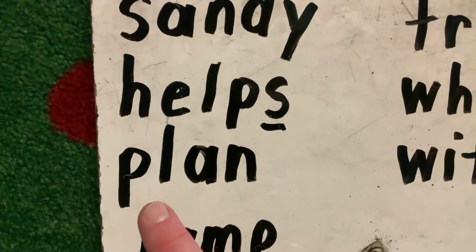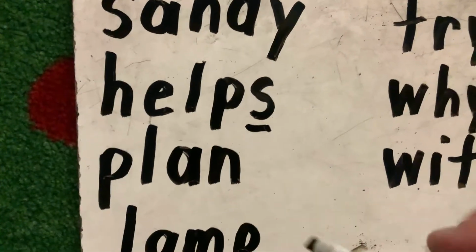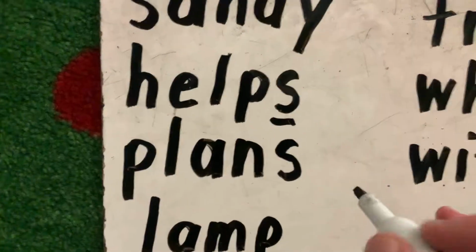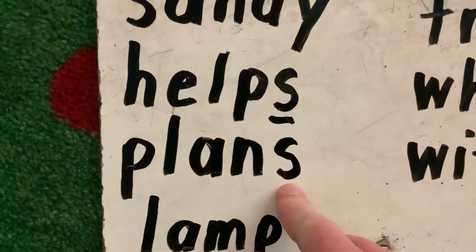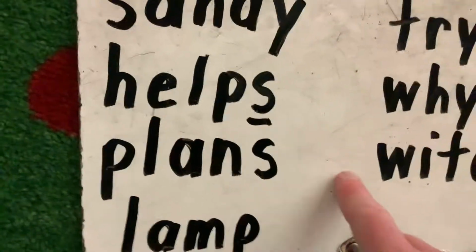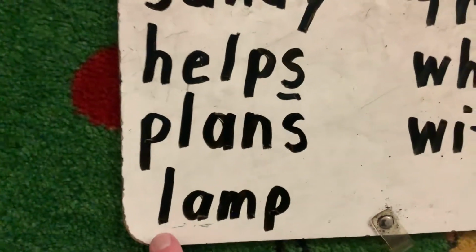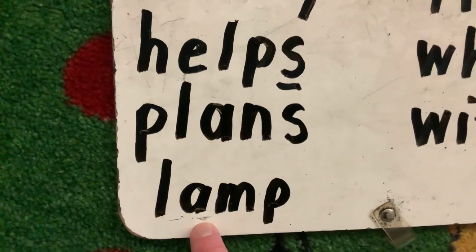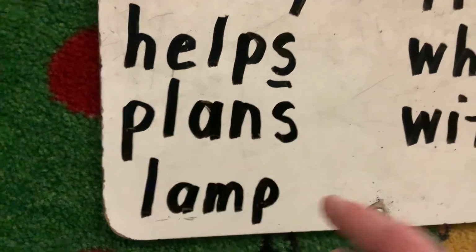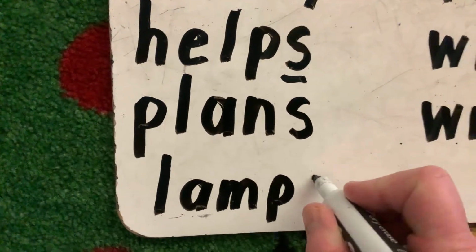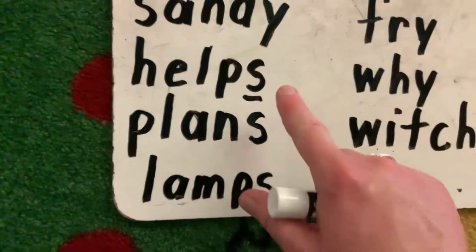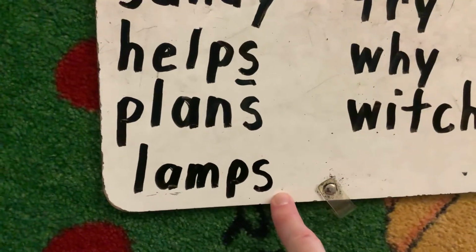Here's our next word, plan. But let's add it onto it, plans. He plans the party. Our suffix, s. Plans. Our next one, lamp. There's our ending blend, mp. We have one lamp, it's a noun, but maybe we have two lamps. There's our suffix, s. Remember, it can mean more than one. It can mean happening now or more than one thing, lamps.